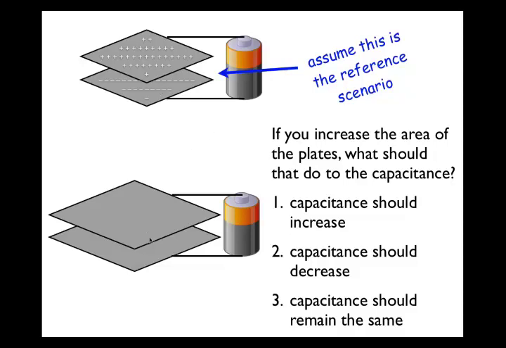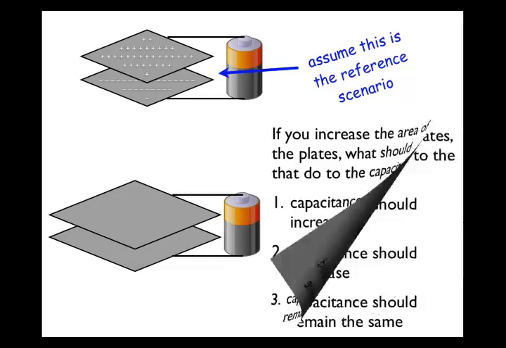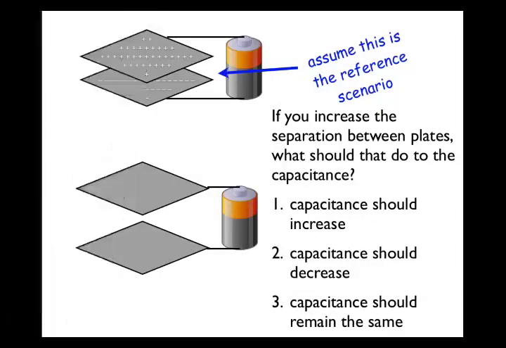Alright, so three questions. If we increase the area of the plates, so if I took those same plates from my scenario at the top, but I made them bigger, say I doubled the area of each one of them, what would that do to the capacitance, the ability to store charge? Would you think that the capacitance should increase, decrease, or remain the same? Again, at this stage, I'm not answering these questions.